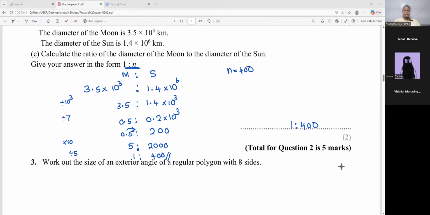Next one is from the lesson polygons. Work out the size of an exterior angle of a regular polygon with 8 sides. Polygons means shapes bounded by straight lines. Closed shapes, not open ones. All the boundaries are straight lines, no arcs or curves.